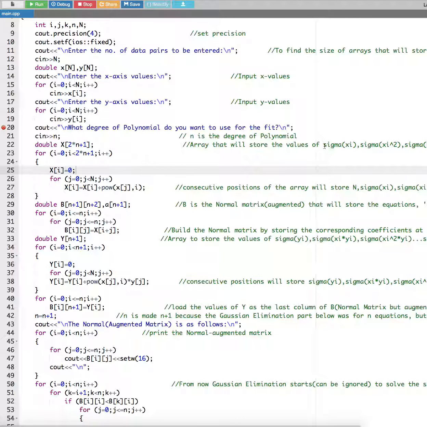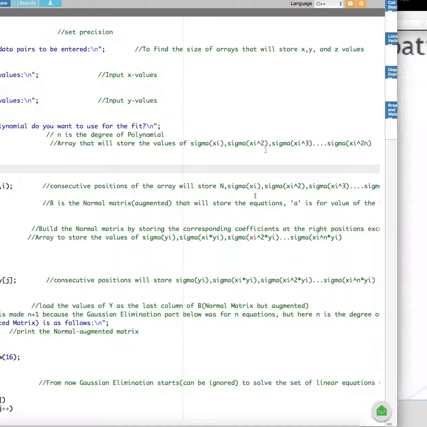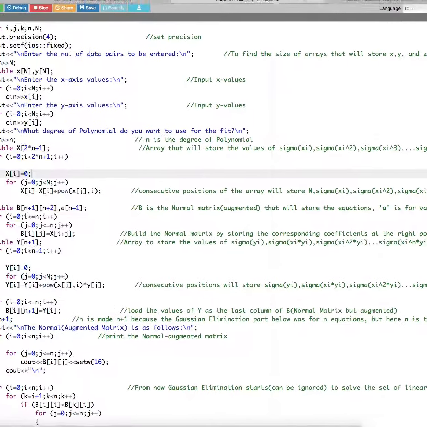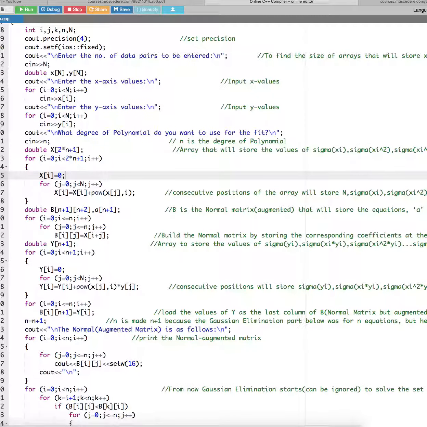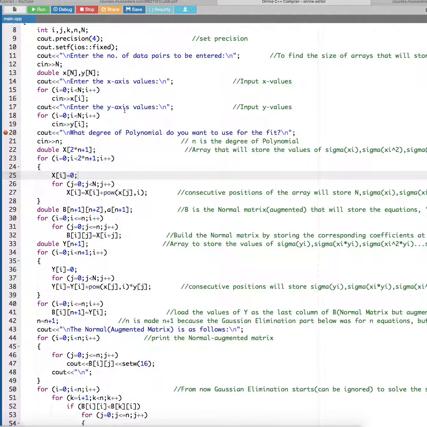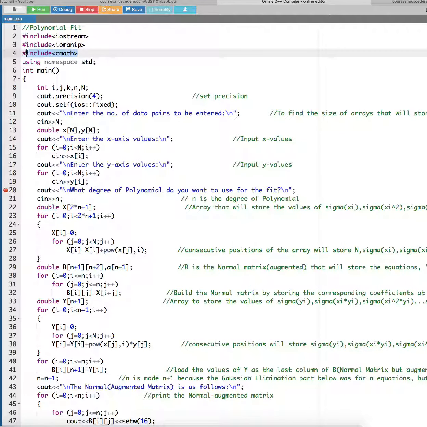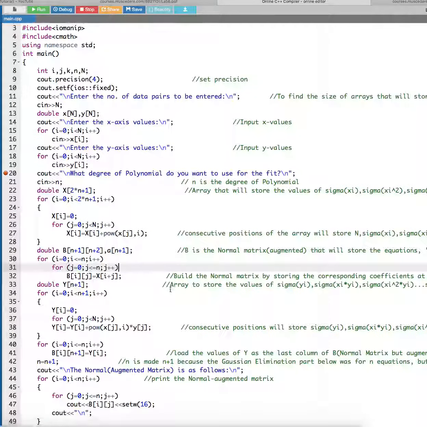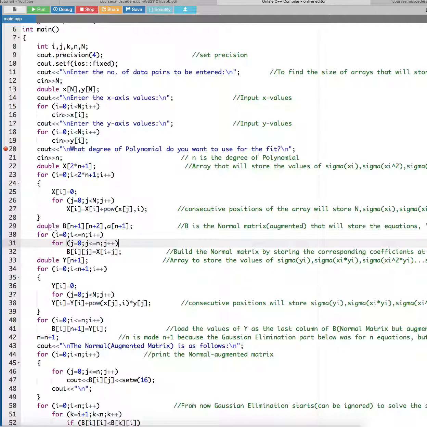This is to calculate this sigma xi square and all these things, right? So it's calculating all these things, and here we have this equation to calculate all these values, and that's why we included cmath. It will do all these calculations, right? And after that we have this b array, n plus 1 by n plus 2, and the first one is representing the rows and the second one is representing the columns. If you notice, the rows are n plus 1, columns are n plus 2.